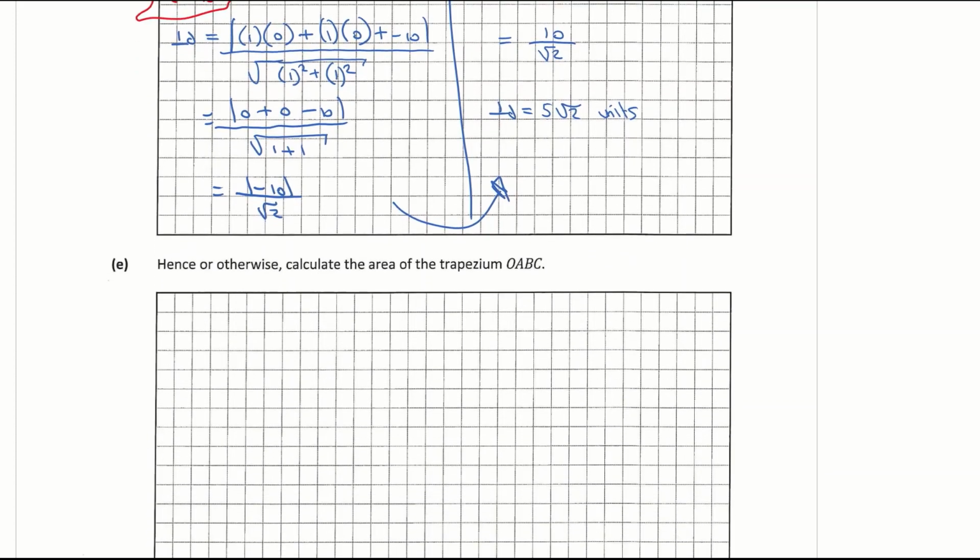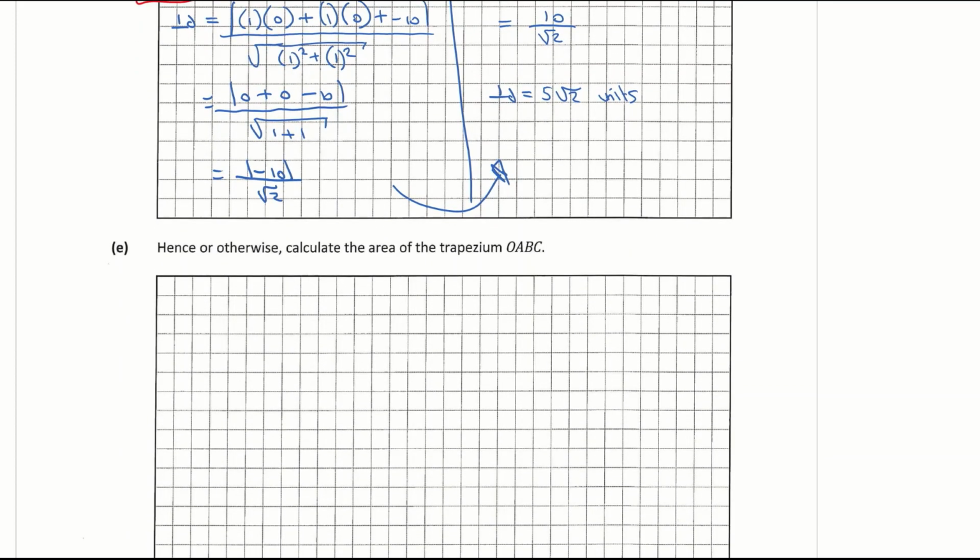And part D then, hence or otherwise, calculate the area of the trapezium origin A, B, C. So first thing I'm going to do is perhaps sketch out that shape.